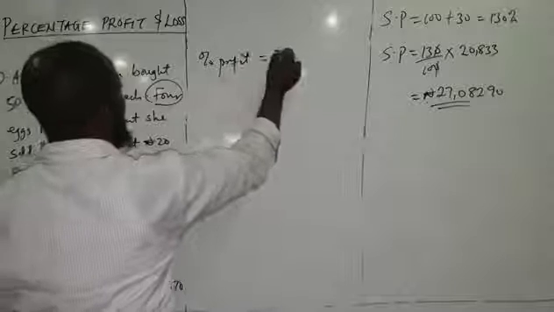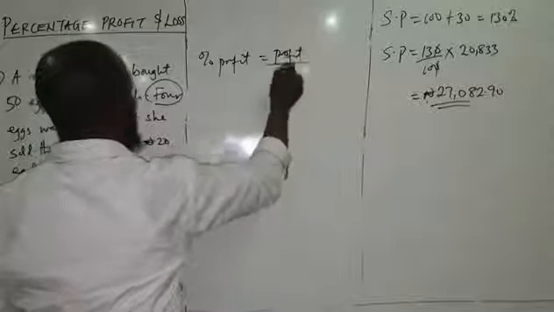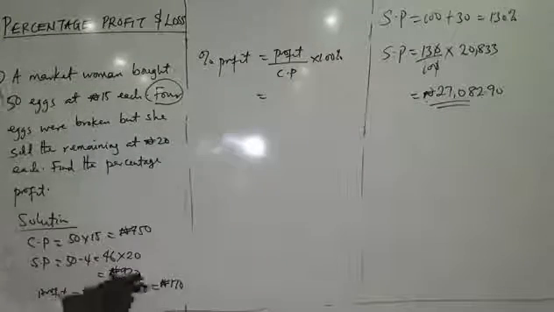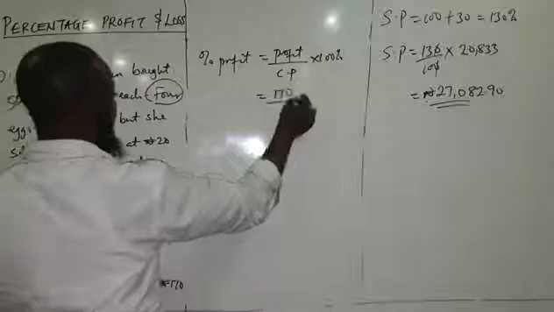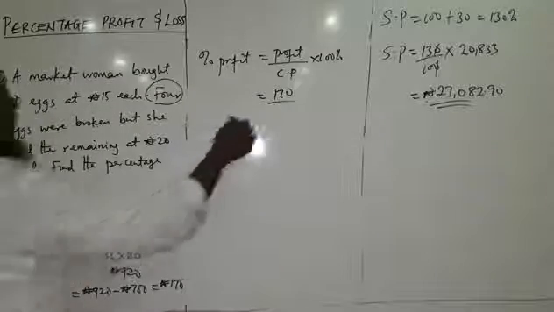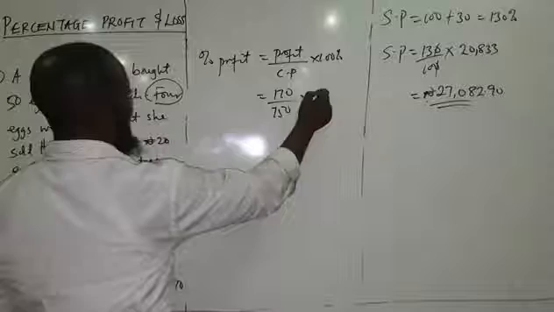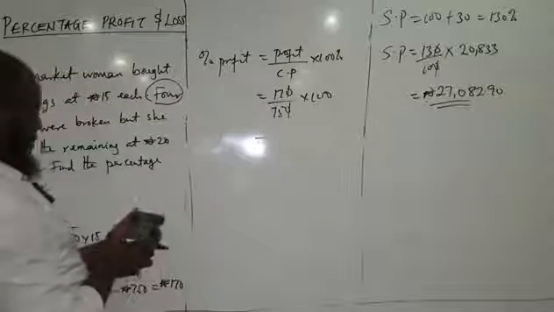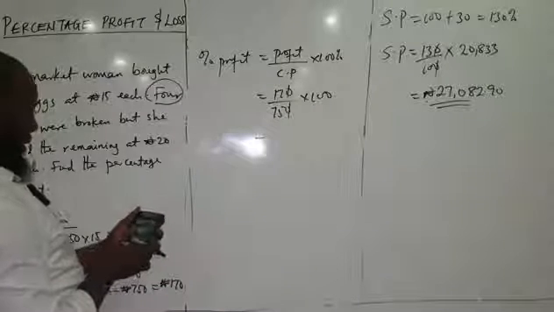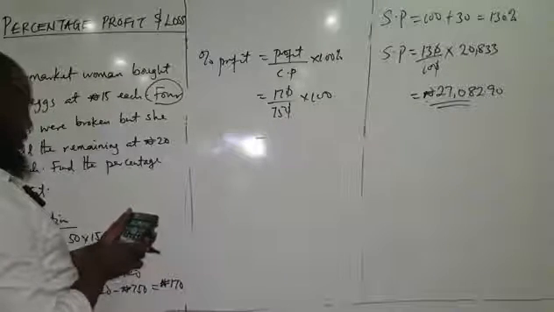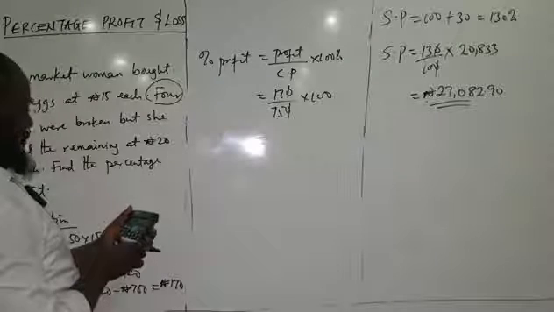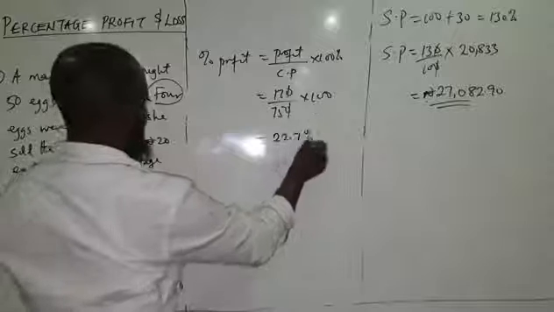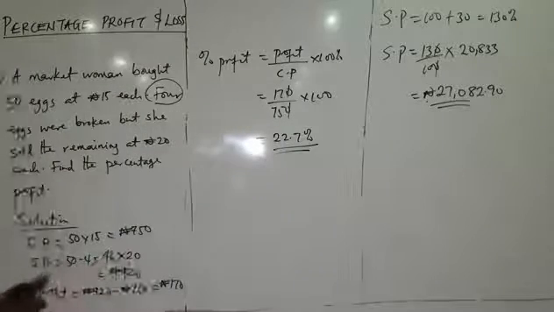So percentage profit now is profit divided by cost price multiplied by 100%. So the profit calculated is 170. The cost price is 750, multiplied by 100. So 0 cancels 0. So we then have 170 divided by 7.5, which gives 22.7%. So that is that. You can see this is very simple.